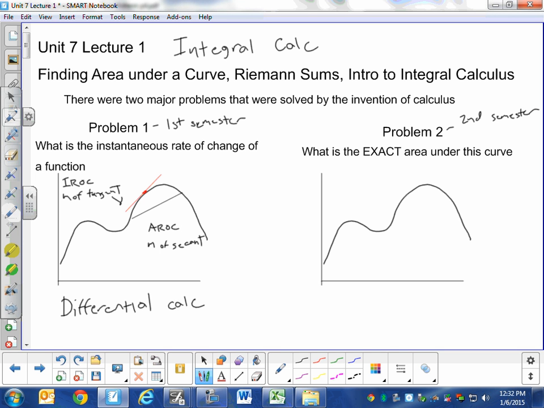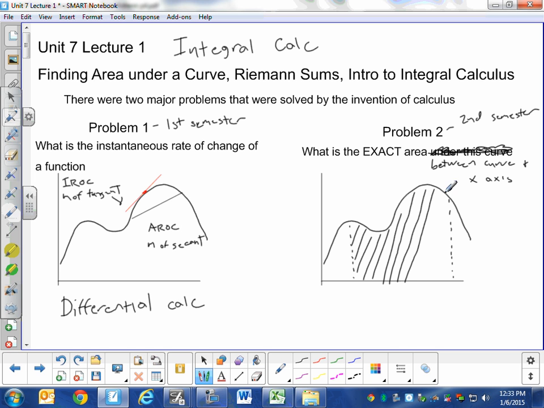Okay, the problem is, what is the exact area under this curve? And I don't want to say it's the area under the curve. I want to say the area between the curve and the x-axis. Maybe I'll change that. And maybe it's from here to here, or maybe I can just denote a range and say, okay, what is the area denoted here? Okay, this is integral calculus.